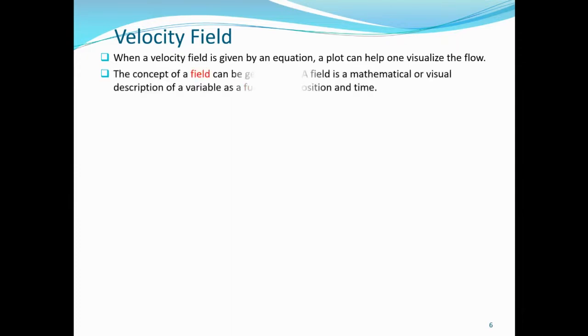When a velocity field is given by an equation, a plot can help one visualize the flow. This we have seen. The concept of a field can be generalized. A field is a mathematical or visual description of a variable as a function of position and time. We have seen in the velocity field we have x and y, which is a function of position. We don't have any term in t because it is a steady flow. So the velocity field does not contain any term in t because it is a steady flow.